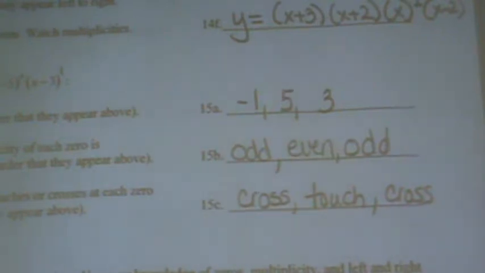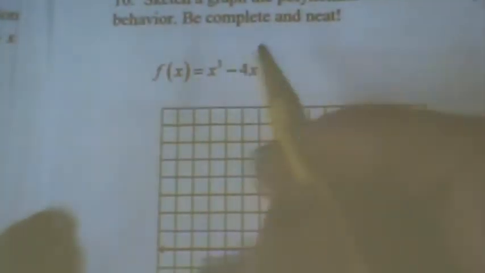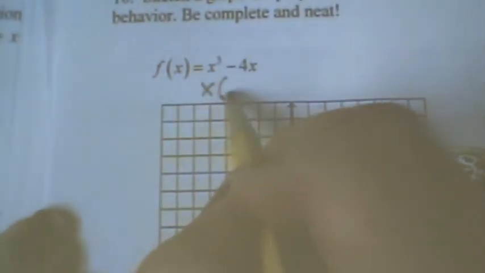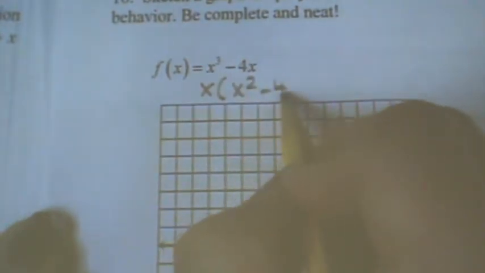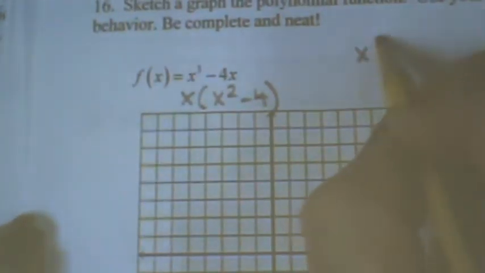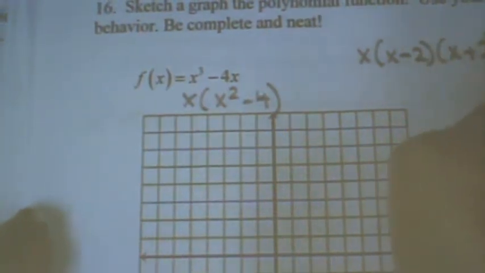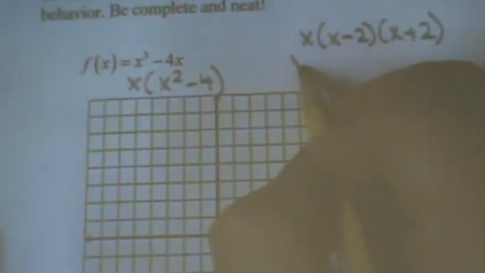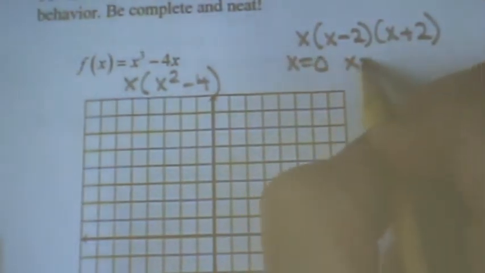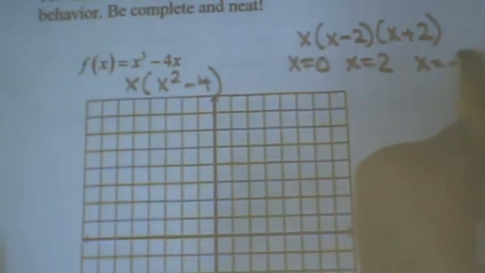In the last two, we're gonna graph these. For 5 points, step one, I need the zeros. Factor an x out, you're left with x squared minus 4, and then that is the difference of two perfect squares. So I have a 0 at 0, at 2, and at -2.